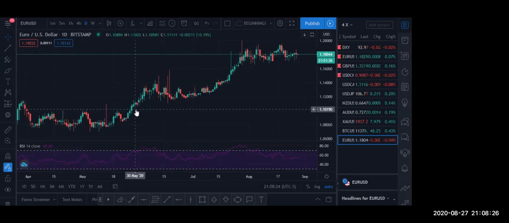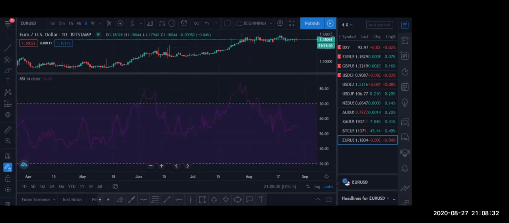I'm sure I'll end up clicking too many times. It's real sensitive on the clicks. But yeah, you can bring the RSI up, if you want to look at that.